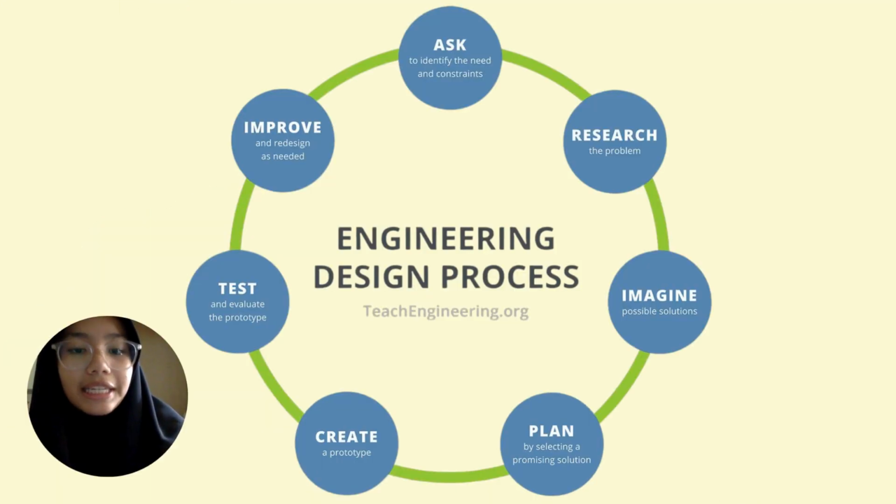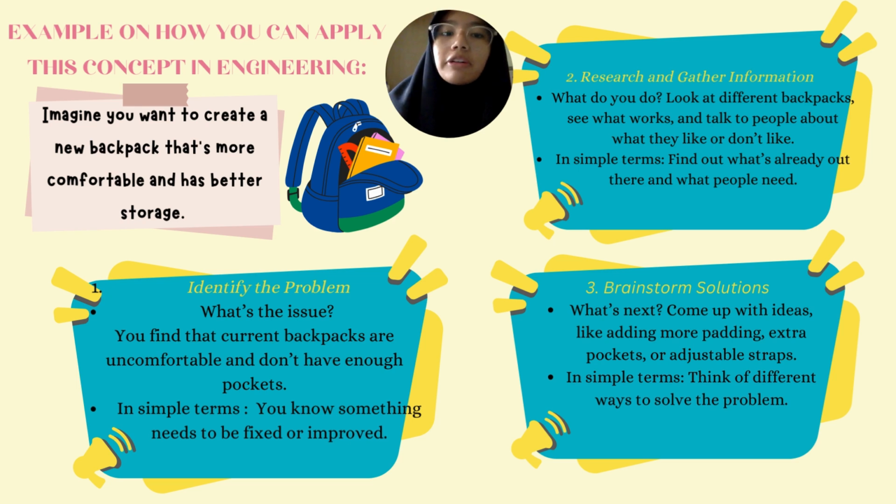So as you can see in the slide, there are 7 steps that are involved in the engineering design process, which are ask, research, imagine, plan, create, test, and the last one is improve. And I will be explaining that further in my next slide. So now I will be explaining further about the EDP.